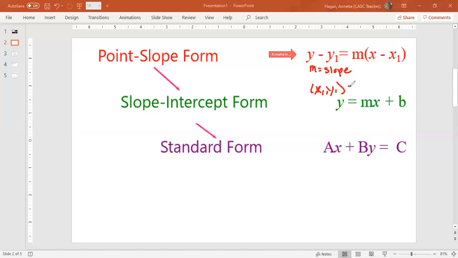So everything we're doing right now is going to revolve around a straight line. It's a point that's on your line that you're working with. The regular x and y are going to represent any possible point on the line.